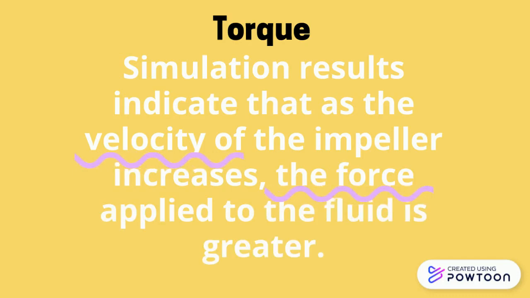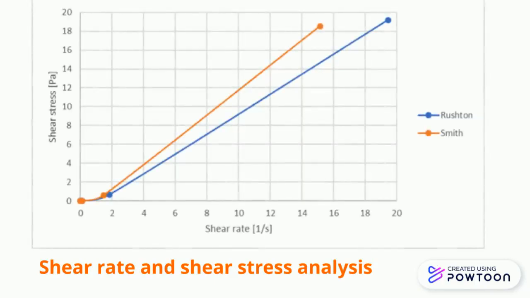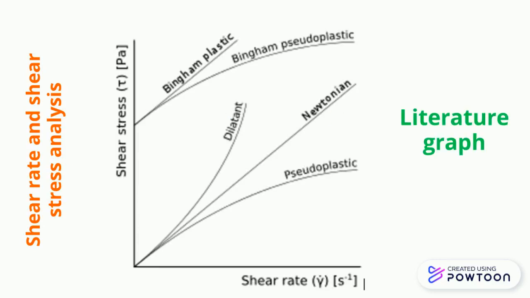This graph illustrates the values of the shear stress versus shear rate obtained from the simulation using the Rushton impeller and the Smith impeller. It is noticeable that the shear rate is directly proportional to the shear stress. Because the fluid used in the simulation is water, which is a Newtonian fluid, and comparing with the literature, the behavior represented in the graphs with the simulation values is the correct one.